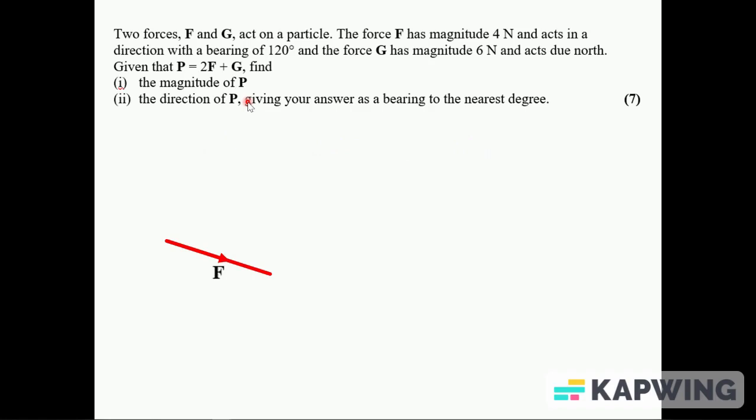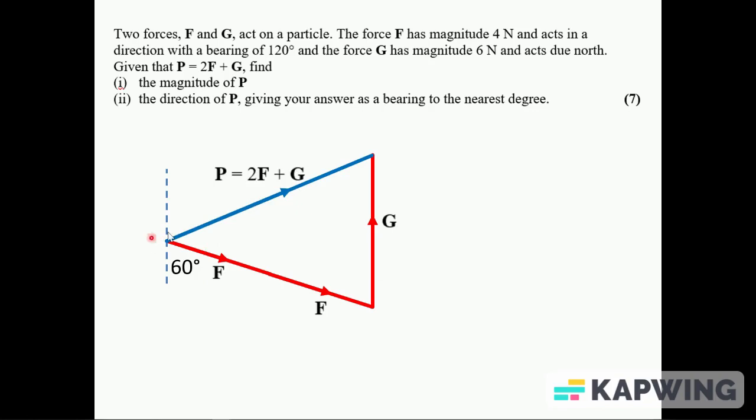Right, we're going to draw them first. Draw F. It's got a bearing of 120, so that's 120, which means that angle's 60 degrees. P is equal to 2F plus G, so I'll draw another one. There's F there, so that's 2F. G's got magnitude of 6 newtons, acts due north, so 6 vertically upwards. And we want this vector, which is 2F plus G. That's the P, or the magnitude. Now that's angle 60 degrees as well, same as that.